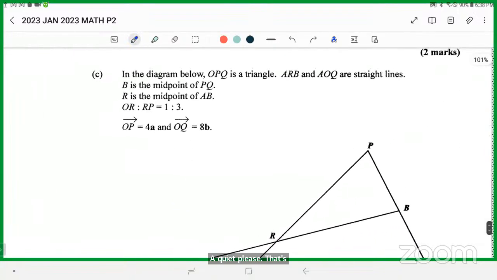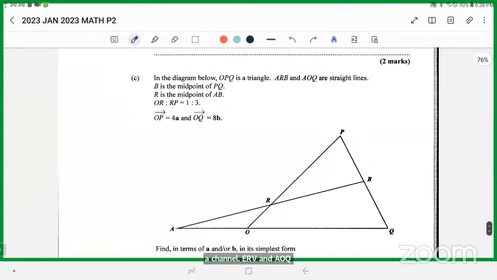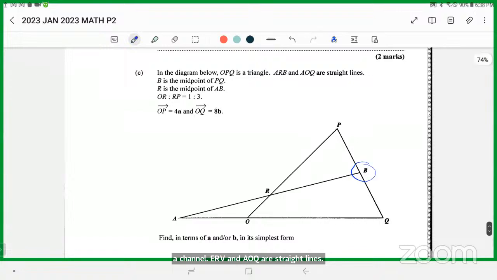Question says, in the diagram below, OPQ is a triangle. ARB and AOQ are straight lines. B is the midpoint of PQ. Let's look at it. So this is the midpoint of this line. All right, that's obvious. It's clear. R is the midpoint of AB. R is the midpoint of this line. Okay. That also we can see on the diagram.